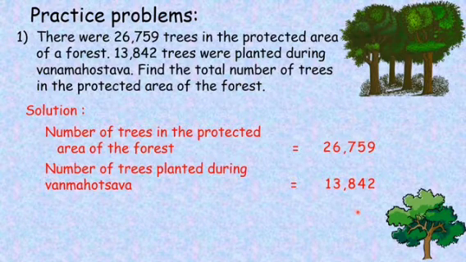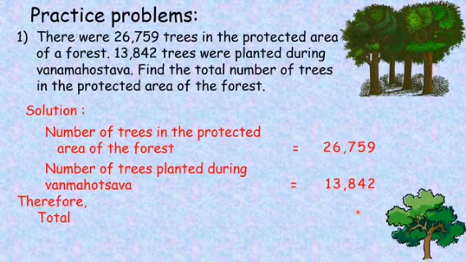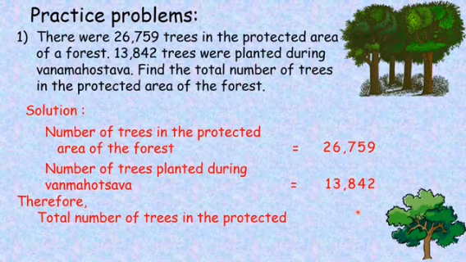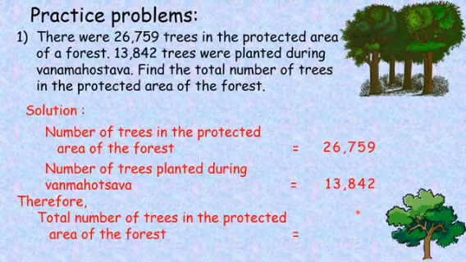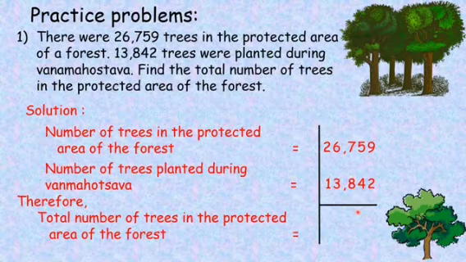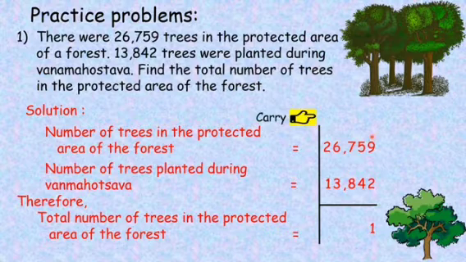So therefore the total number of trees in the protected area of the forest is equal to, we'll have to add them. We'll first have a layout done. Then we add 9 plus 2 is 11. I have a 2-digit number, so one has to get carried. One, I will mention it at the bottom. The other one has to get carried over. I'll have the carried number represented there.